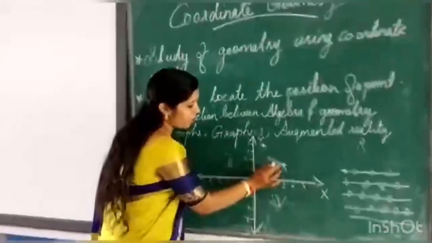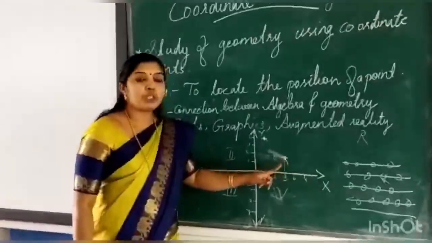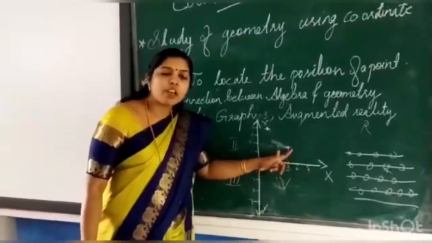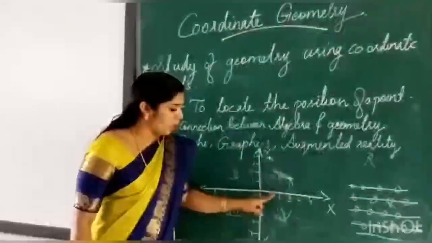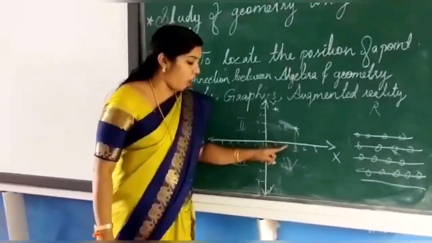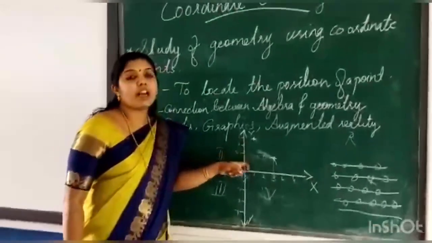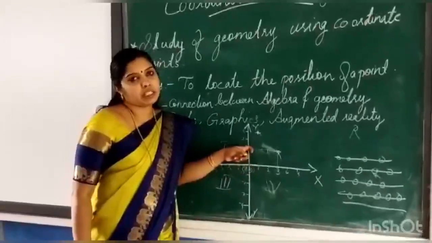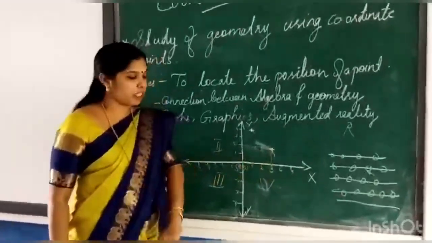1 unit, second unit, third unit. So 3 units, and here 2 units. So this is the definition of this point. That is, this point is 3 units away along the x-axis, and 2 units along the y-axis. It has moved. So this point, then how will we represent it?